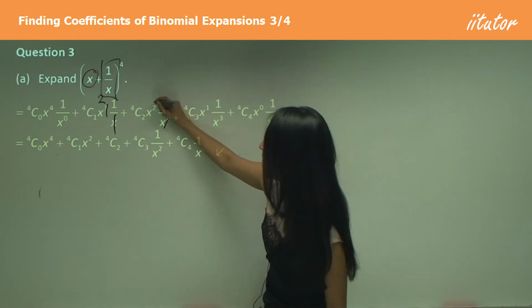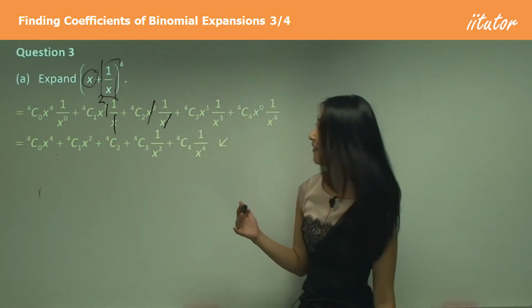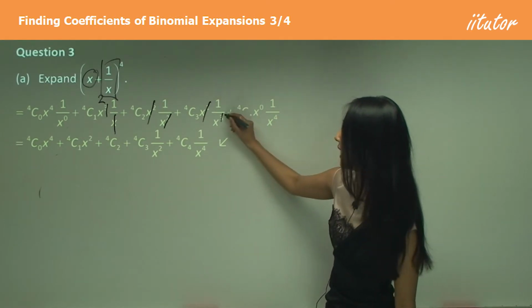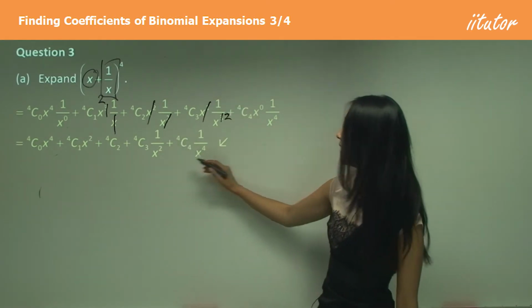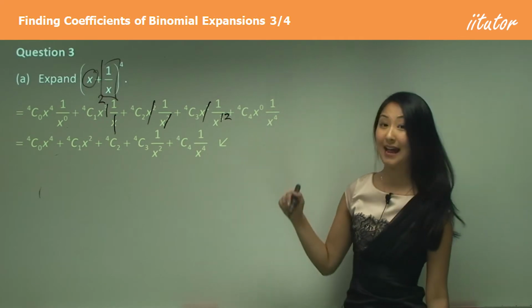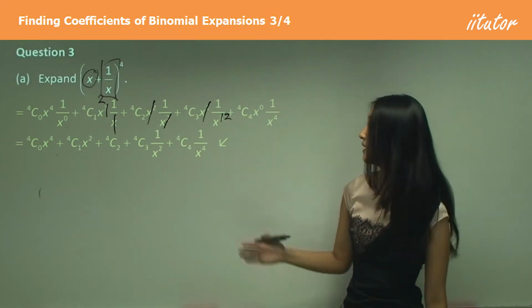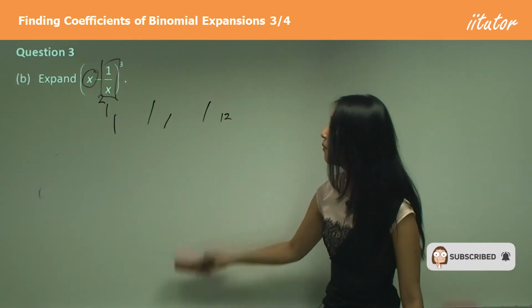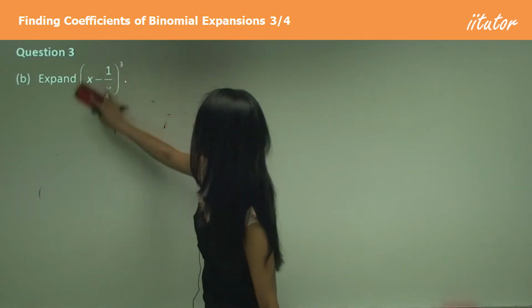We can cancel that and that. So actually just left with a constant of 4c2. This cancels. So you get 1 on x squared, and finally you can just get rid of that x to the power of 0 because it's 1. So we've expanded this now. Now I want you to expand this one here.